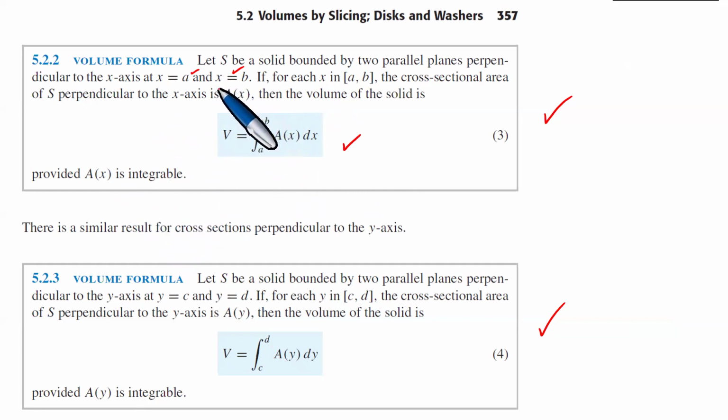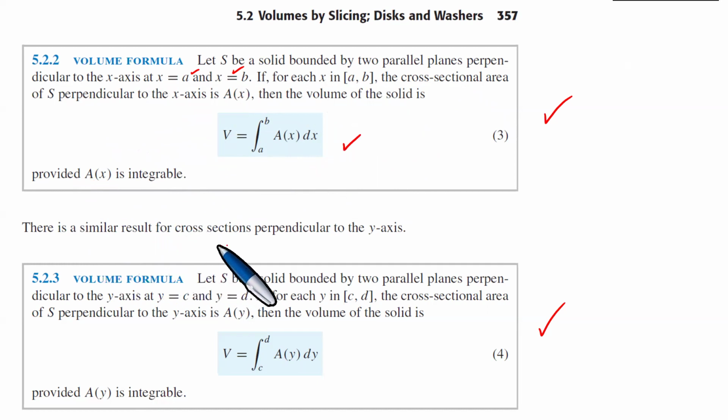So we repeat: let S be a solid bounded by two parallel planes perpendicular to the x-axis at x equals a and x equals b. If for each x in [a, b], the cross-sectional area of S perpendicular to the x-axis is A(x), then the volume of the solid is given by this integral, provided A(x) is integrable.